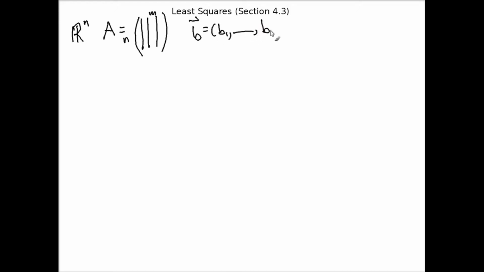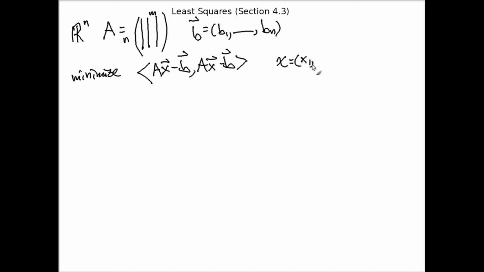So let's see how this works. So remember, we're in Rn, and we have this matrix A, which is some number of vectors, m. So it's an n by m matrix, where these are the vectors vi, however many there are. And we're also given vector b, which I'll write as b1 through bn. And we're trying to minimize this inner product, Ax minus b with itself, Ax minus b. And let's just stare at this for a moment. What is x? Well, x is just an m vector, x1 through xm.